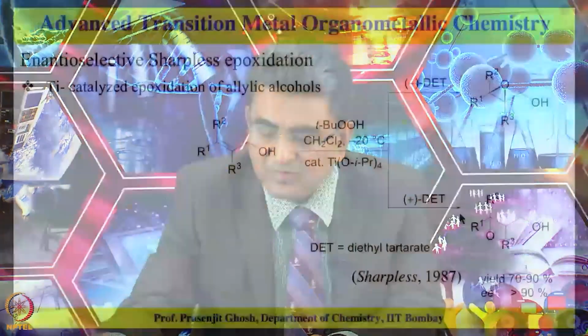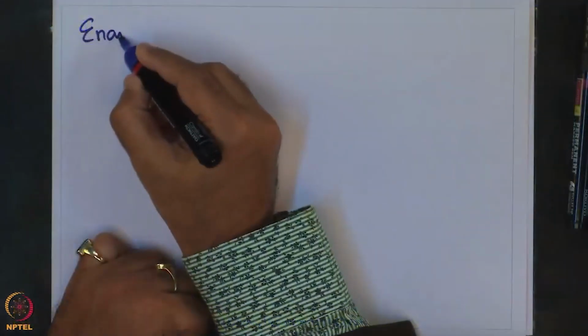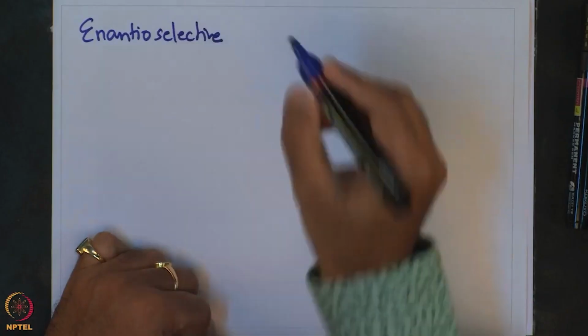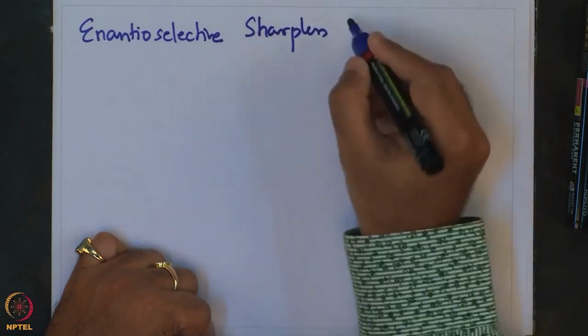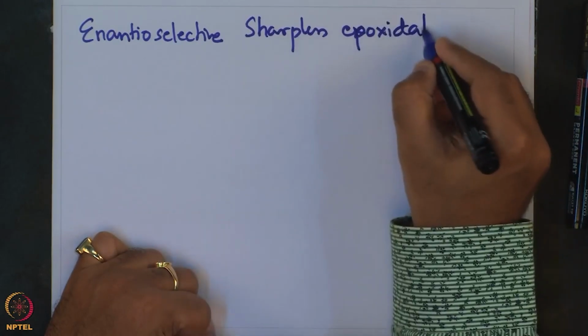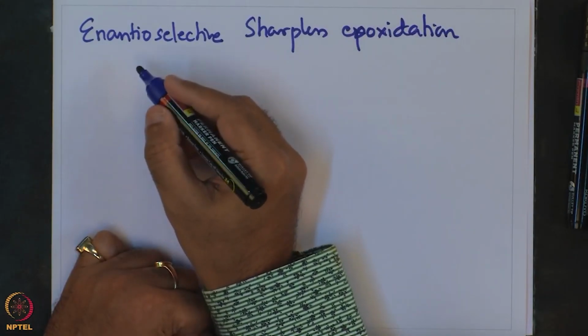So, continuing further on this epoxidation reaction, we are going to talk of another interesting epoxidation reaction, which is better known as the enantioselective Sharpless epoxidation reaction. And this is catalyzed by titanium and thus performs the epoxidation of allylic alcohol.